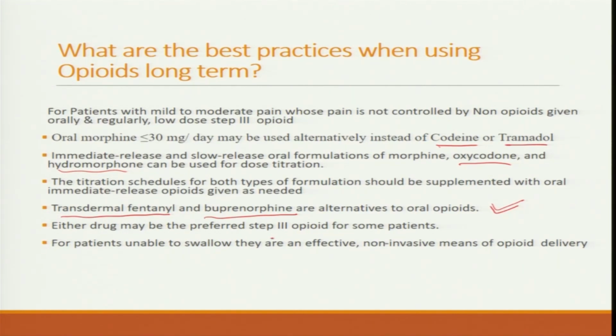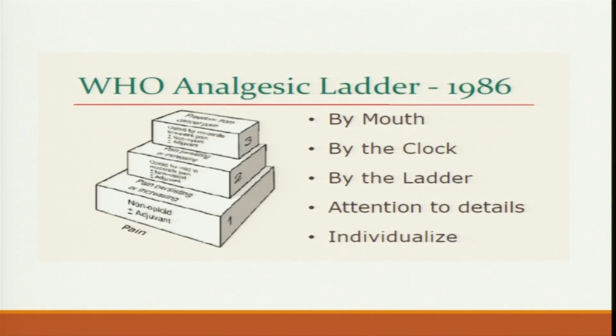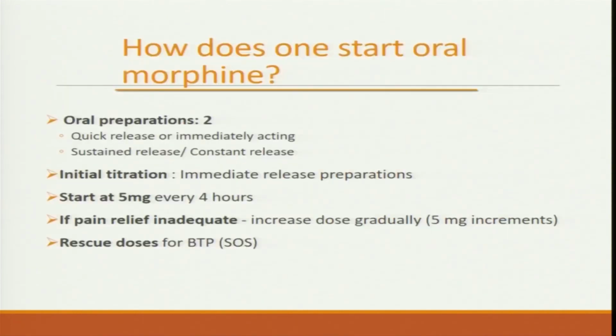Either drug may be preferred as a step 3 opioid for some patients. For patients unable to swallow, they are an effective non-invasive method of opioid delivery. So, for patients who are not able to swallow, you can give transdermal fentanyl, or buprenorphine can be given sublingually. This we discussed in the previous lecture on the WHO ladder: drugs to be given by mouth, by the clock, by the ladder, with attention to detail and individualized treatment. How does one start oral morphine?